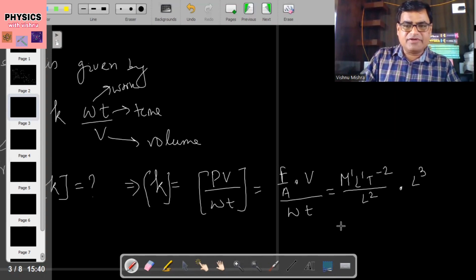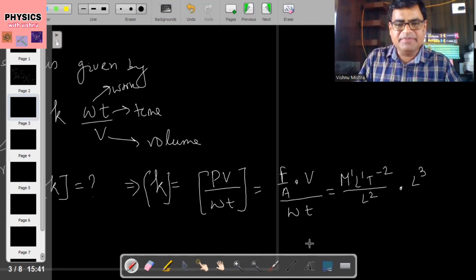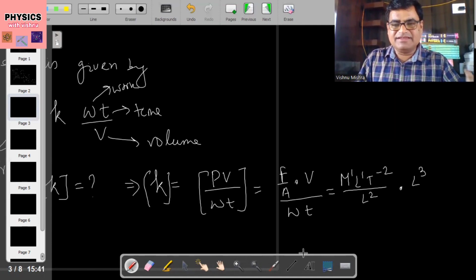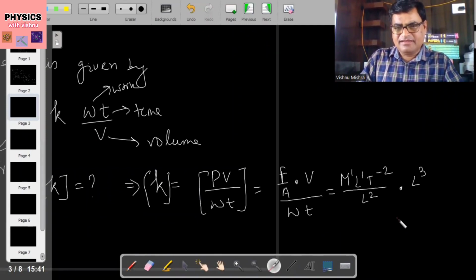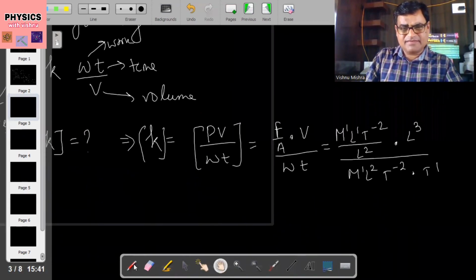Be careful about volume and velocity. Most of the students are getting confusion here. V is volume, V is velocity. So it is given in your question. V is the volume, not velocity. Clear? Divided by what? Work. Work dimension is M1 L2 T minus 2, and this is what? Time T1. Understood this? Now solve this for K.